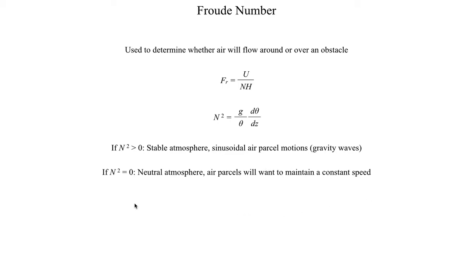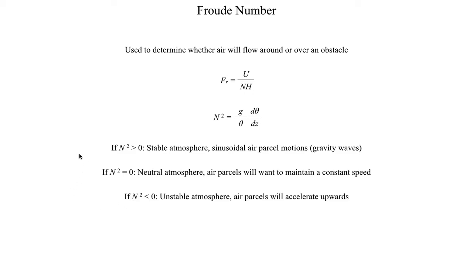And if this value N squared is 0, that would mean you have a neutral atmosphere, meaning if you displace an air parcel upward, then it's going to want to continue upward at a constant speed, meaning it's not going to accelerate or decelerate. It's just going to want to continue moving upward at the speed it was given at the beginning. So it's not going to be changing its velocity. It's just going to continue traveling upward, or if you displace it downward, it's going to continue traveling downward.